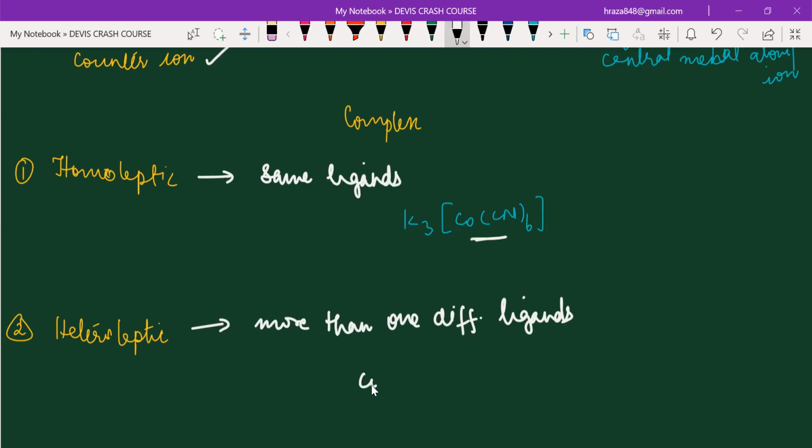And for heteroleptic, I can take an example of [Co(NH3)4Cl2]. You can see two types of ligand are there. That's why it is a heteroleptic complex.